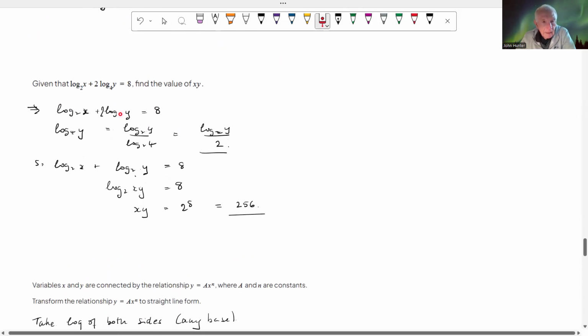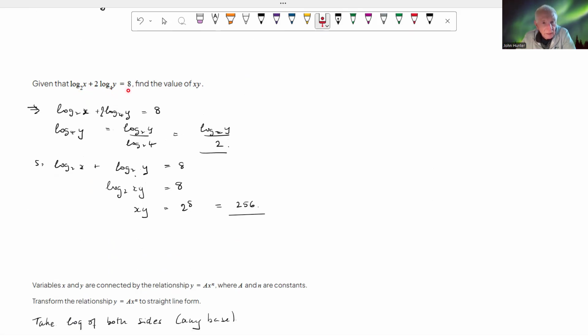Moving on. Given that log base 2 of x plus 2 log base 4 of y equals 8, find the value of xy. Okay. So we've got that. Now we might note here that this is where this particular log rule comes in handy. We want to convert from log base 4 into log base 2, and to do that, this is equal to log base 2 of y, this bit, divided by log base 2 of 4.